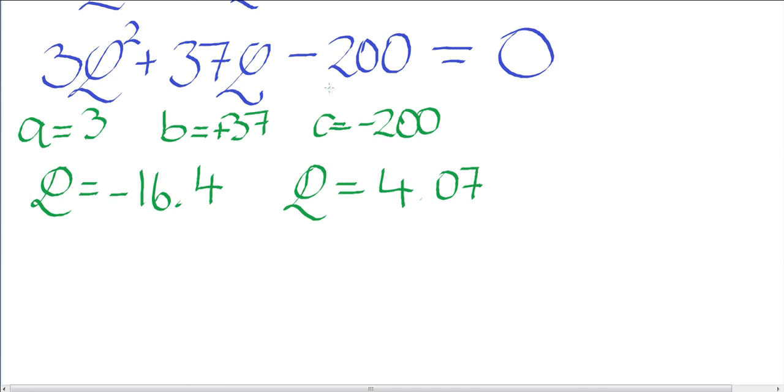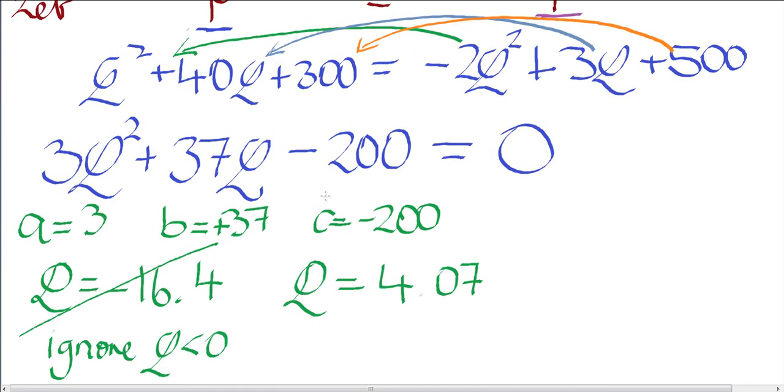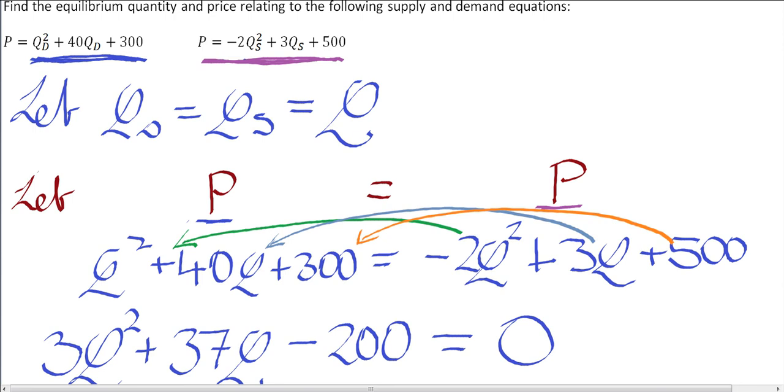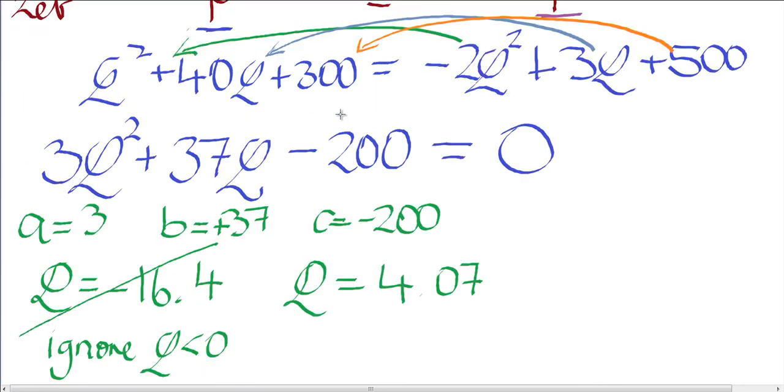Now, remember, in business maths, there's no such thing as a negative Q, because Q stands for quantity. So we ignore any Q that's less than 0. So ignore that. So we have the equilibrium value for Q is 4.07. Now again, when you find one letter in equilibrium, go back to the original equation, any original equation, and sub it back in. So there's the original equation, so just take either one of them. I'll take that one this time.